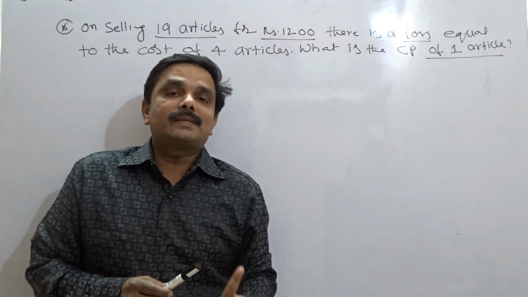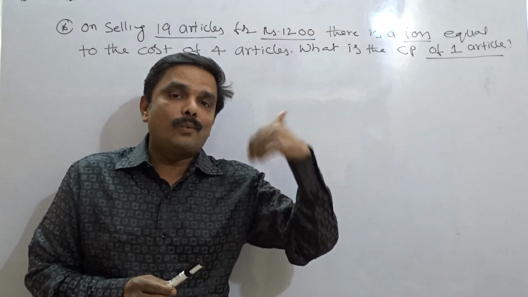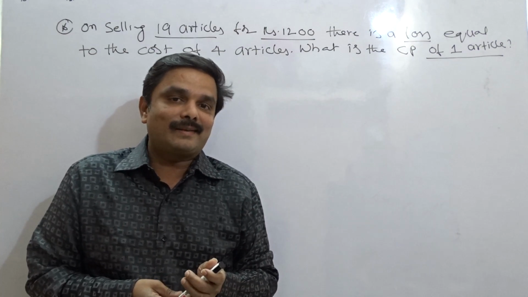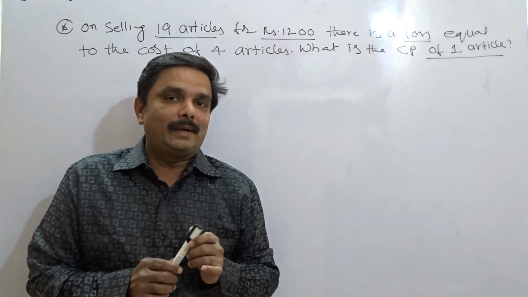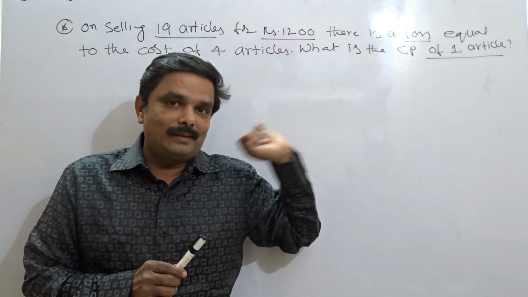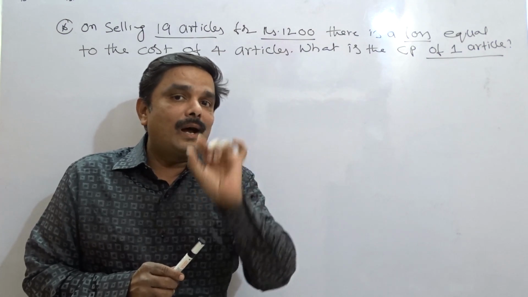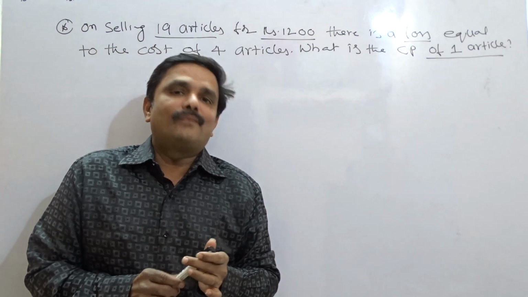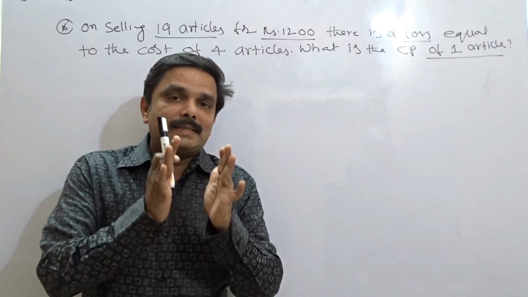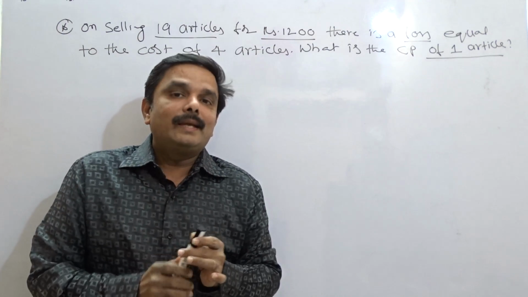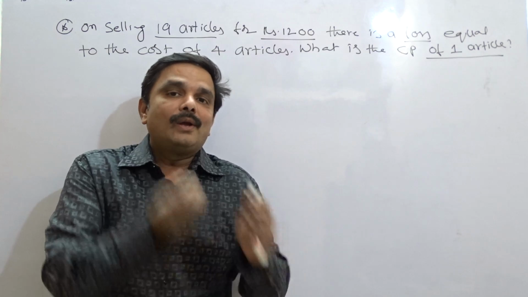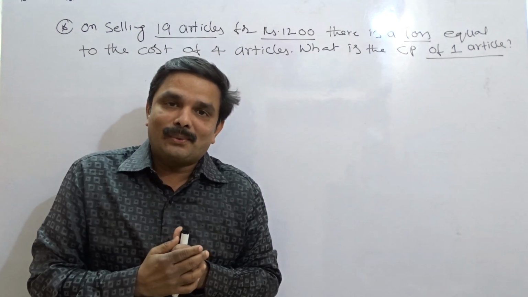Suppose selling price of 19 articles is equal to cost price of 19 articles. There is no profit, no gain in that case. But in this case, what happened? He sold 19 articles, but he got a loss which is equal to cost price of 4 articles. The very meaning of that is, by selling 19 articles, he can recover the money he spent for 15 articles. Yes or no, right?